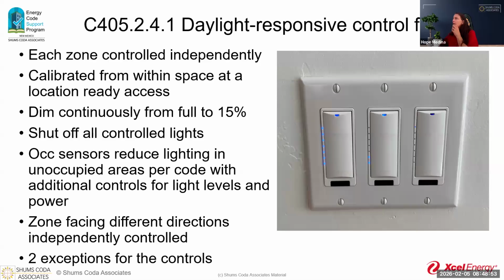All right, so let's see here. For daylight responsive controls, each zone has to be independently controlled. The idea is you have so many windows letting in so much light that you really don't need the artificial lights on because you're getting so much sunlight coming in. The sunlight comes in and you have different zones. So 15 feet from the window is going to be in a different zone than immediately right next to the window.